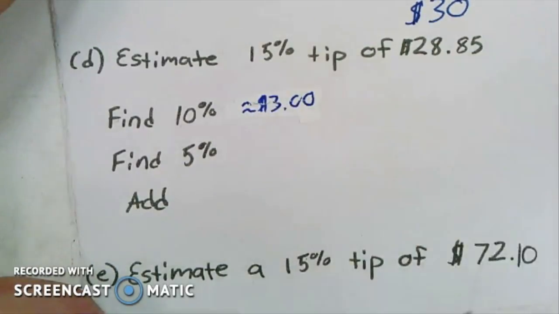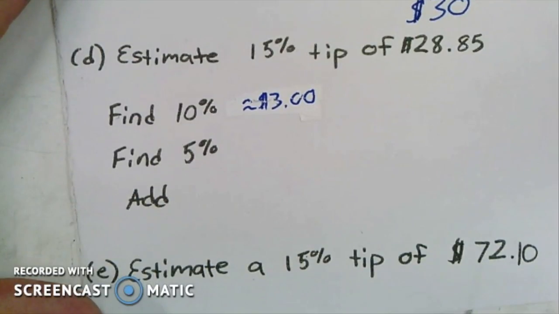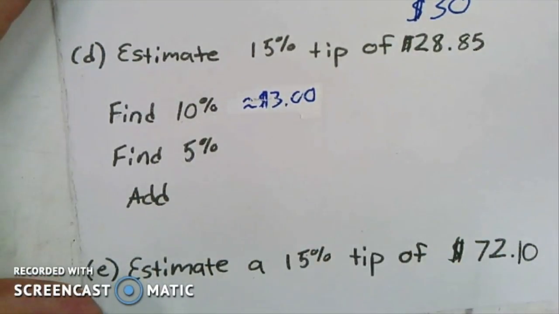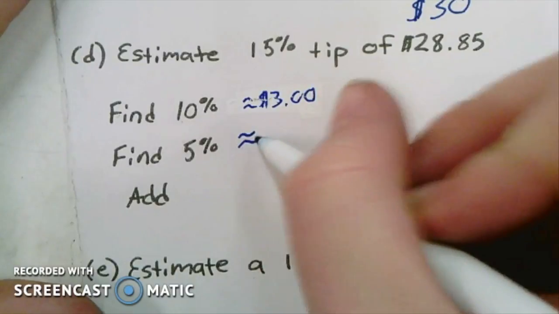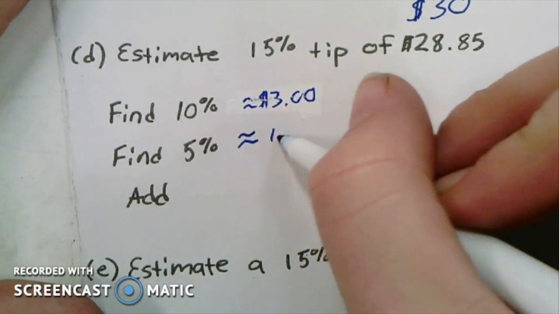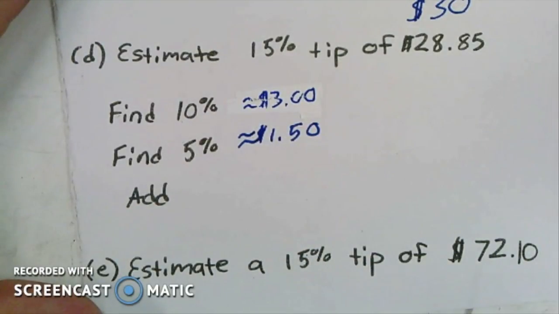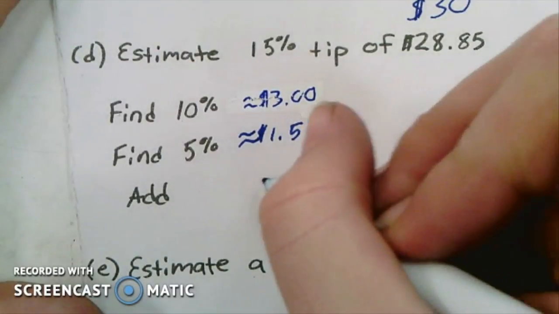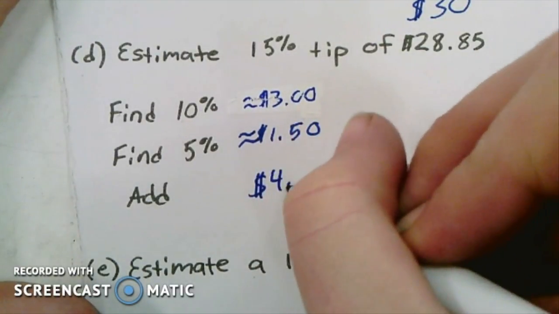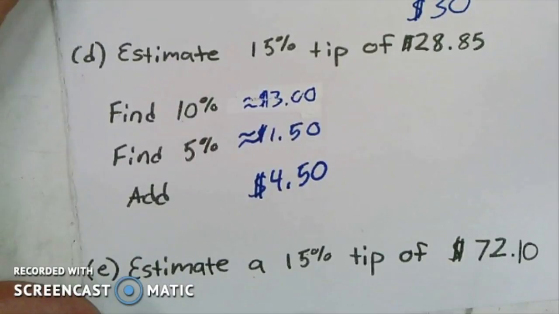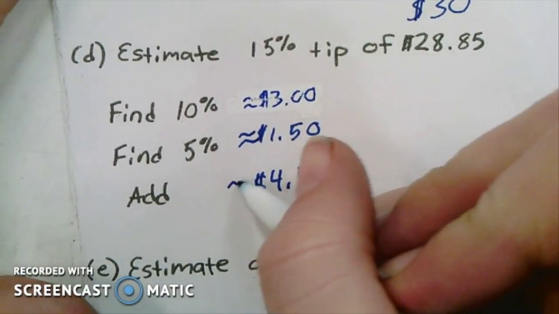And now I need to find what 5% is. I'm going to do that by just cutting my 10% in half. So 5% is about $1.50. And my last step is just to add those things together. So $3 plus $1.50 is $4.50. And so 15% of $28.85 is about $4.50.